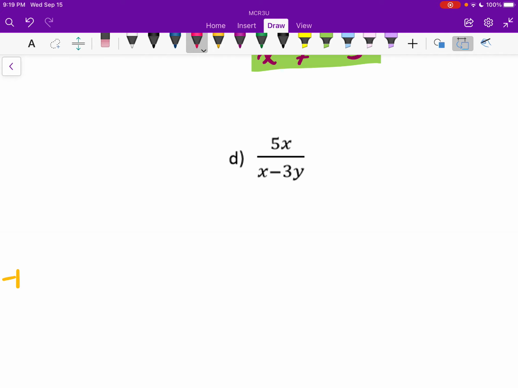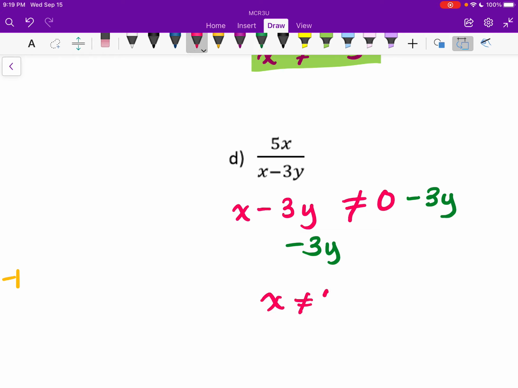All right, hopefully you paused the video and we're just going to take this up together. So we have 5x over x minus 3y. I don't really care for the 5x right now; we're just going to go over the x minus 3y. We know that entire term cannot equal 0. The x seems to be the easiest and most logical one to solve for right now. I'm going to subtract 3y on both sides. So I'm left with x cannot equal 0 minus 3y, which is just minus 3y.